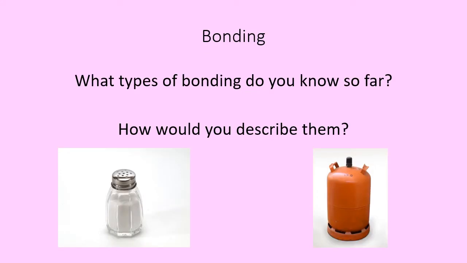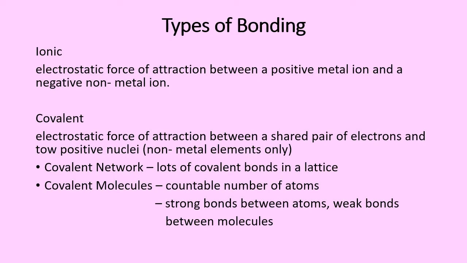So metals contain a particular type of bonding, and remember, we know all the types of bonding from Unit 1. So we know ionic bonding, the electrostatic force of attraction between a positive metal ion and a negative non-metal ion. We also know about covalent bonding, which is the electrostatic force of attraction between the shared pair of electrons and two positive nuclei. And covalent bonding exists primarily for non-metal elements. And covalent bonding comes in two types.